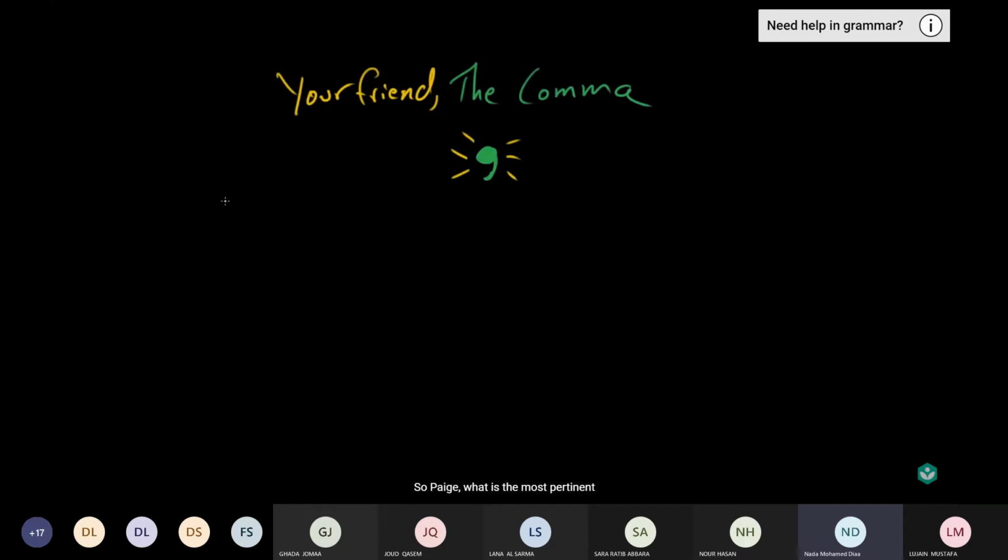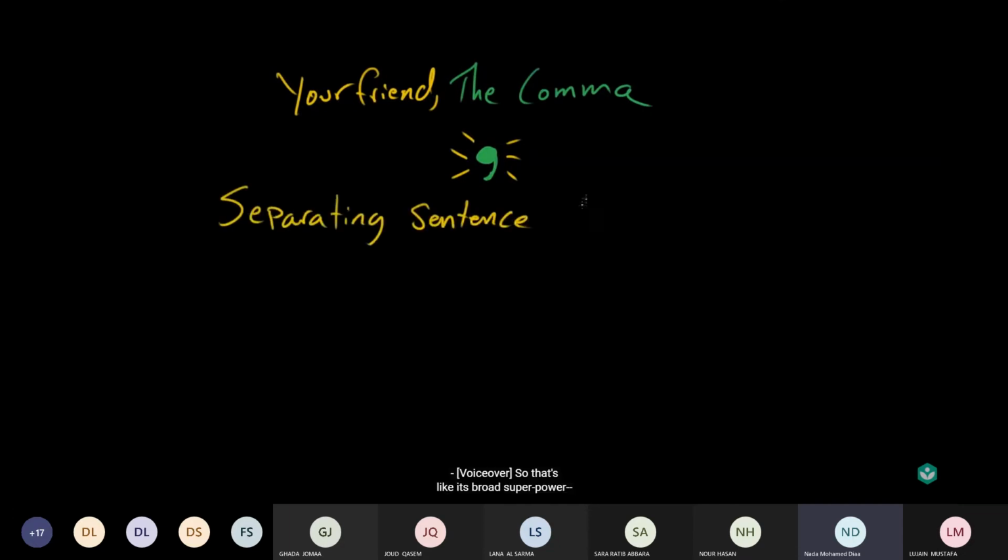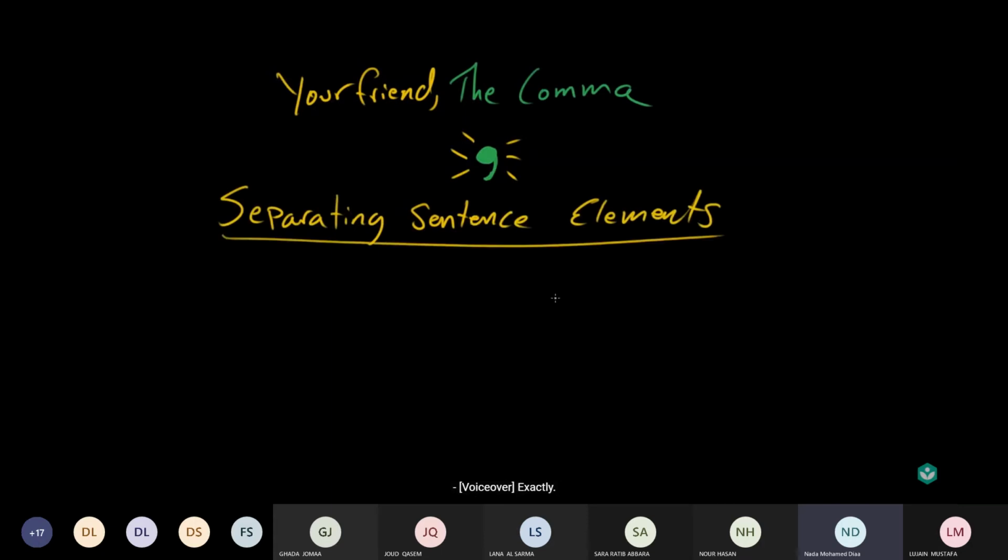So, Paige, what is like the most pertinent or important thing that the comma does? I would probably say that it is separating sentence elements. Okay. So that's like its broad superpower. Exactly. But lots of stuff falls under that. Mm-hmm. Okay. So it's like it has laser vision, but it can not only use that laser vision to like boil water, but it can also cut through steel. Exactly. So this is like a superhero punctuation mark. I'll make that into a C for comma.